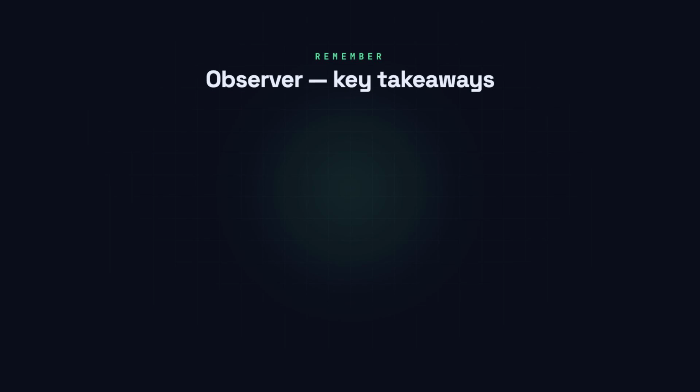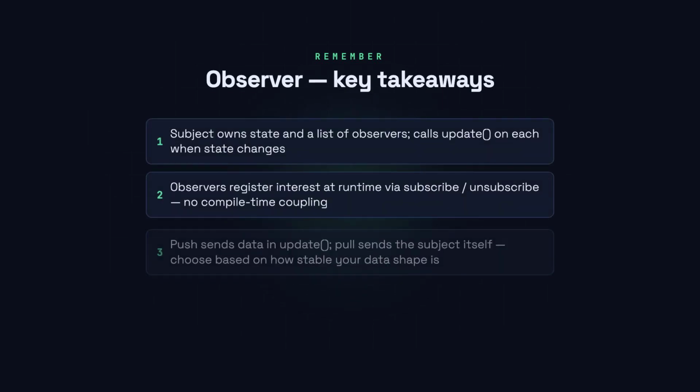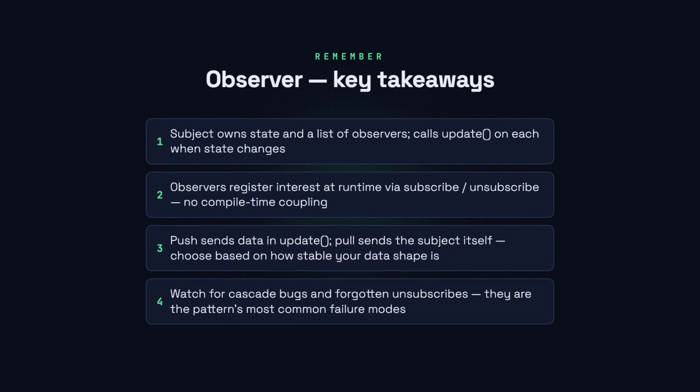To recap, observer solves the problem of keeping many objects in sync with one source of truth without hard-coding their relationships. The subject maintains a list of observers behind a narrow interface, notifies them all when its state changes, and never needs to know their concrete types. Decide between push and pull based on how often your data shape changes, and always make sure observers have a clear path to unsubscribe. Otherwise, you will introduce subtle memory leaks.